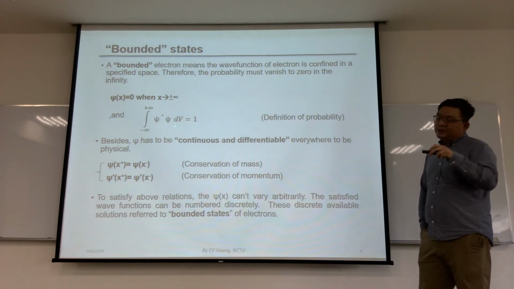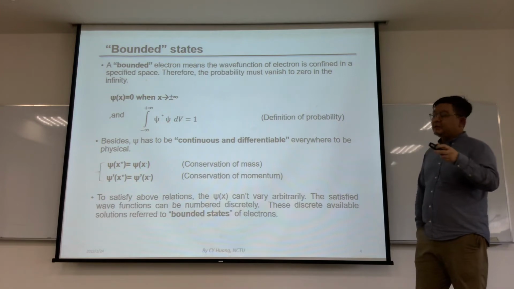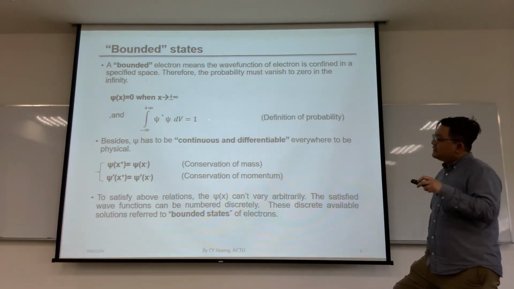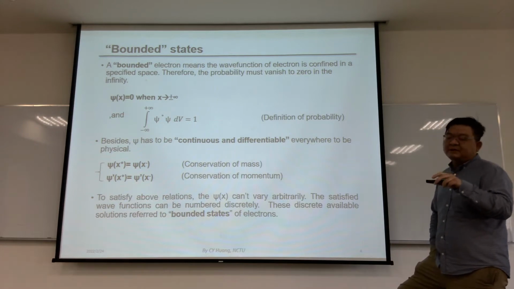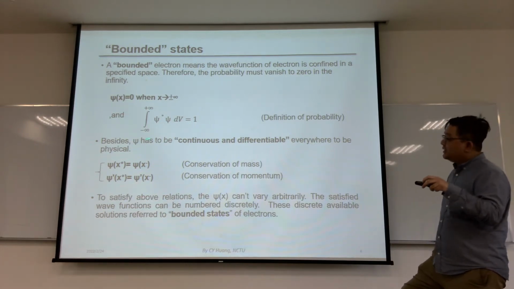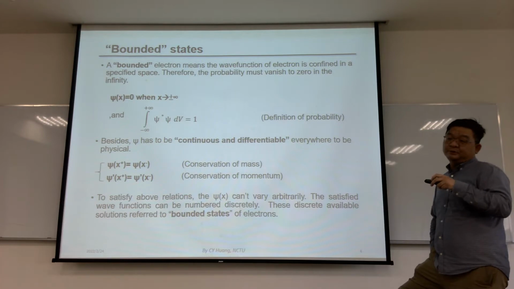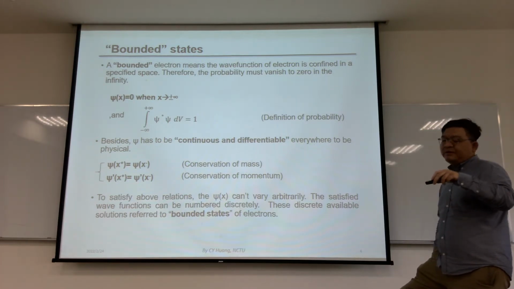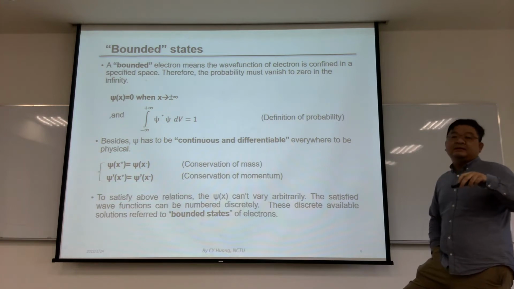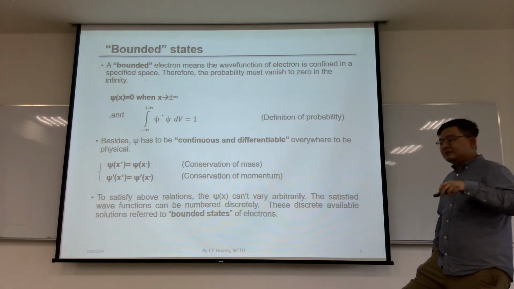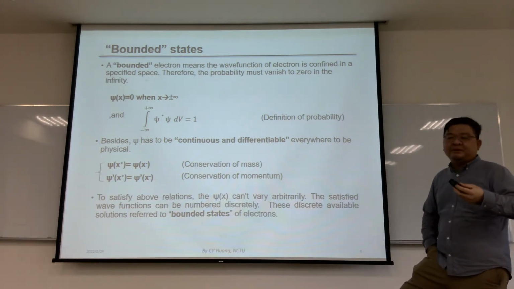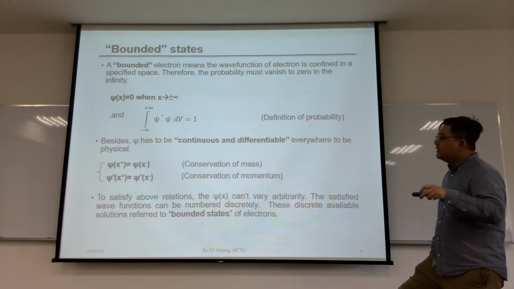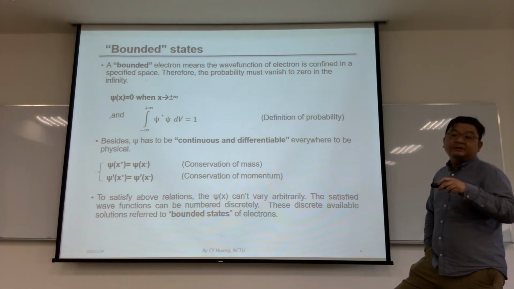The wave function must be a bounded state or it doesn't exist. Second, if something is described by a wave function, it must be continuous and differentiable. Why? Because the wave function stands for the probability of existence, so you cannot have two probabilities for a point for its existence. So it must be a continuous function.